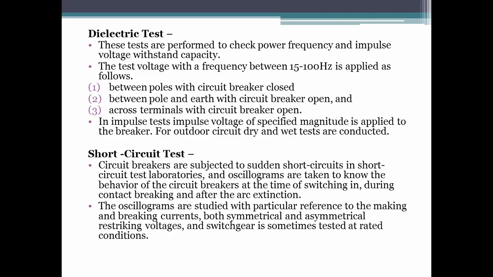Means by applying that voltage, we are checking whether insulation is created or not between these two contacts. Means whether the arc is extinguished or not, that we are checking here. That is the dielectric test. Then next is the short circuit test.